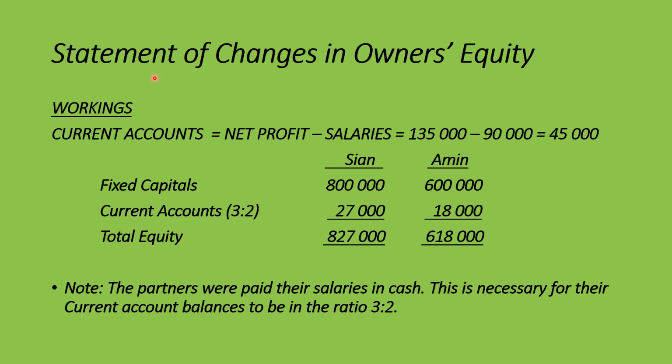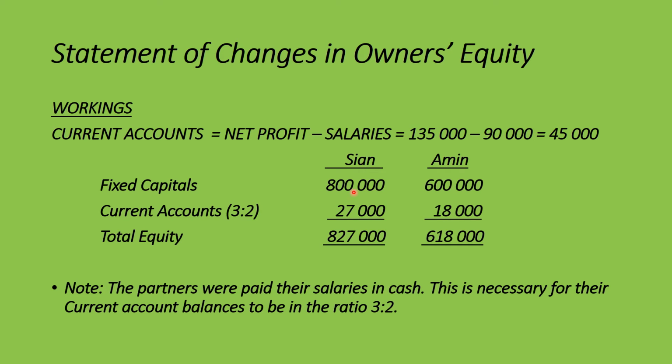Okay, let me go over that again. Statement of changes in owner's equity. First, we have the workings. Current accounts should be equal to the net profit minus the salaries, which would be 135 minus 90,000 in salaries, 45,000 each. That gives us a remainder profit of 45,000 to be shared 3 to 2. So the current account should just have the profits being shared 3 to 2 if it is to remain in the ratio of 3 to 2.